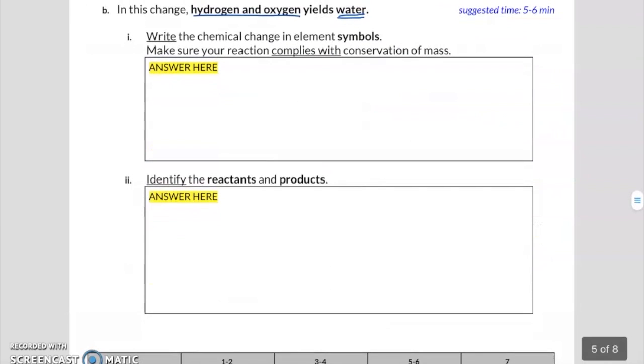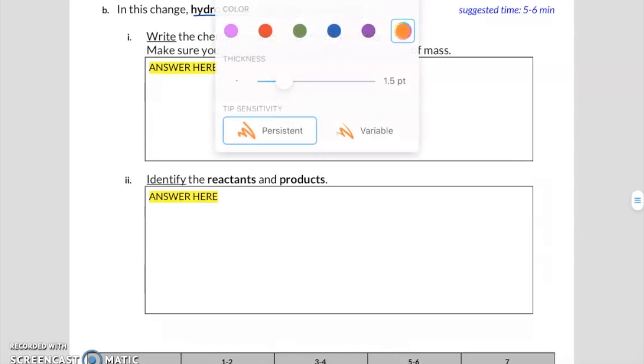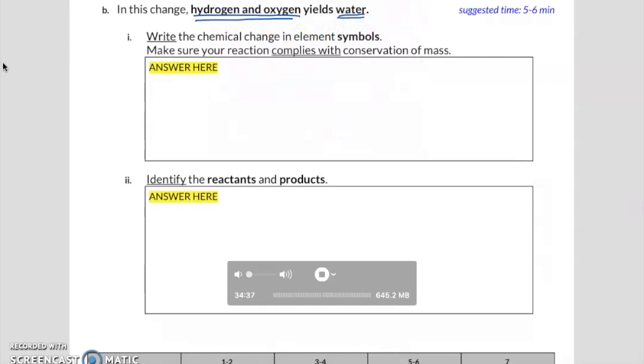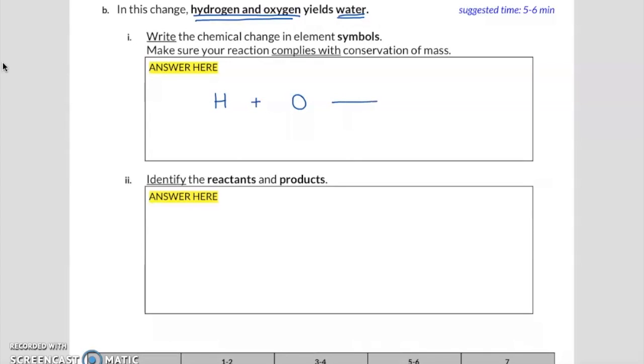Moving on to part B, you are asked to write out this chemical change in symbols and then make sure that that reaction complies with conservation of mass. Okay, so we are told that we had hydrogen and oxygen, which yields, so I'm going to use my arrow, yields water, and you should be able to write water as H2O. Now, as I'm writing hydrogen and oxygen, though, I'm reminded of my diatomic elements. My diatomic elements, when they are alone, they always come with a subscript of 2. They always come with 2 atoms.